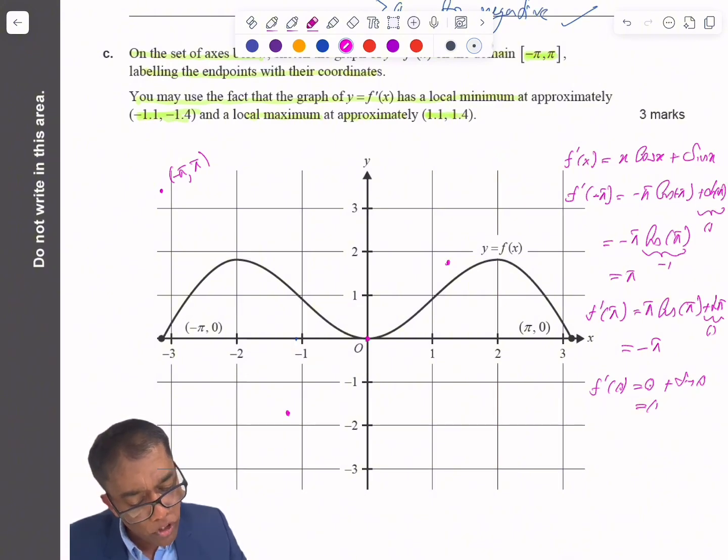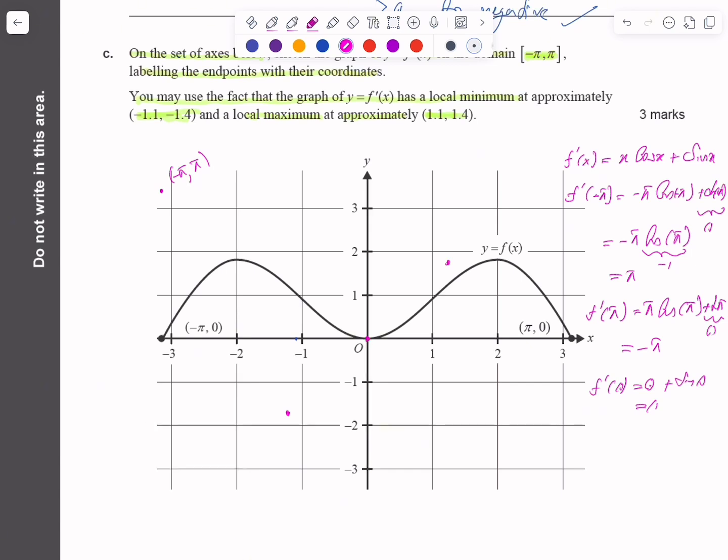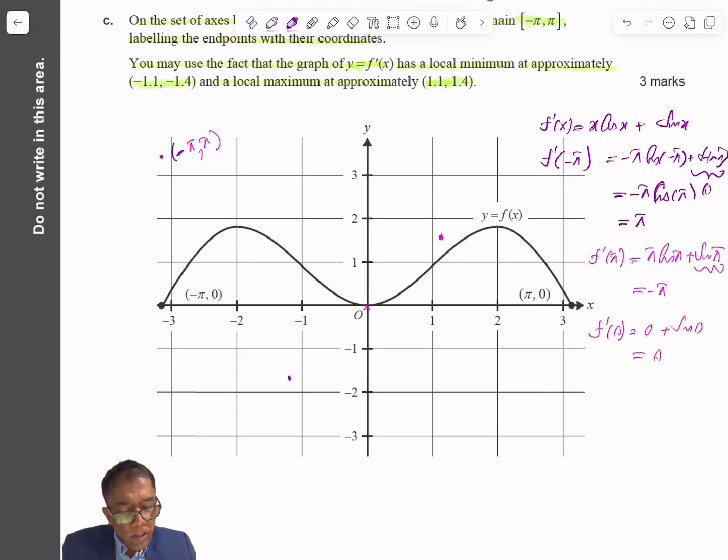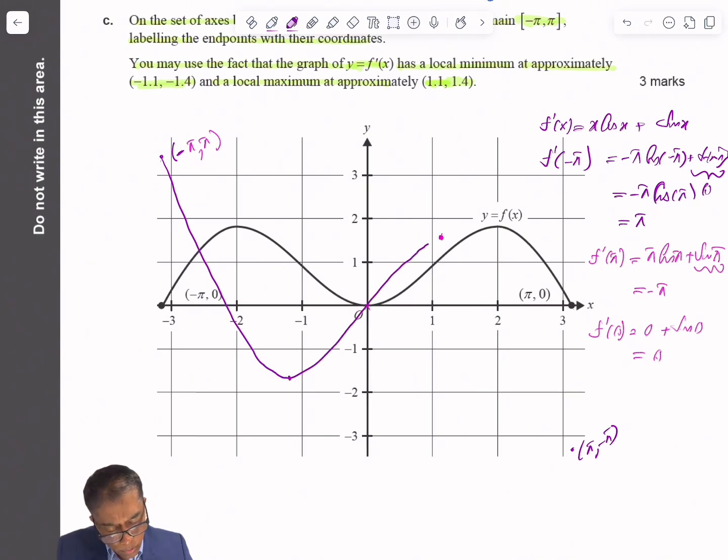However, f dash of 0 is 0 plus sine 0. The left hand corner of the graph is negative pi, pi and the right is pi, negative pi. Now we can draw the graph which passes through 0, 0. The shape of the graph is like this.